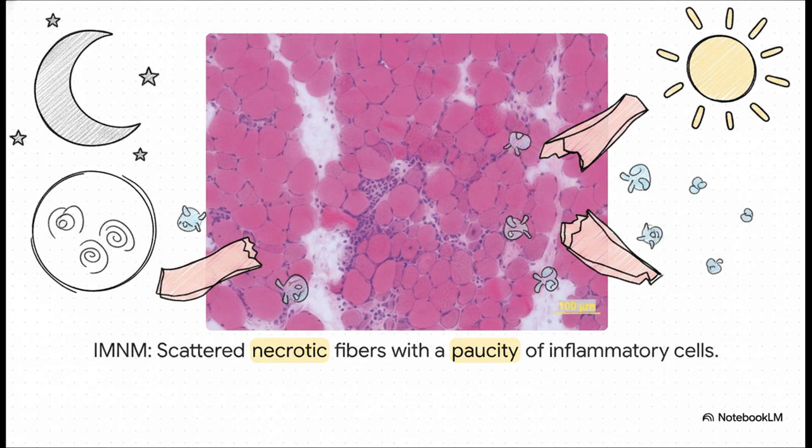Now, contrast that with IMNM right here. It is literally night and day. You can clearly see muscle fibers in a state of multifocal necrosis. They look pale, they're fragmented, they're undergoing phagocytosis. But look around them. Where are the cells? Those robust inflammatory T-cell infiltrates we just saw in polymyositis are nowhere to be found. It is a completely paucimmune necrosis.